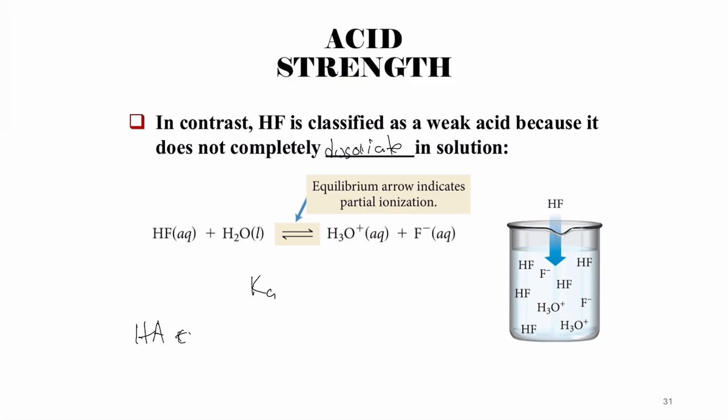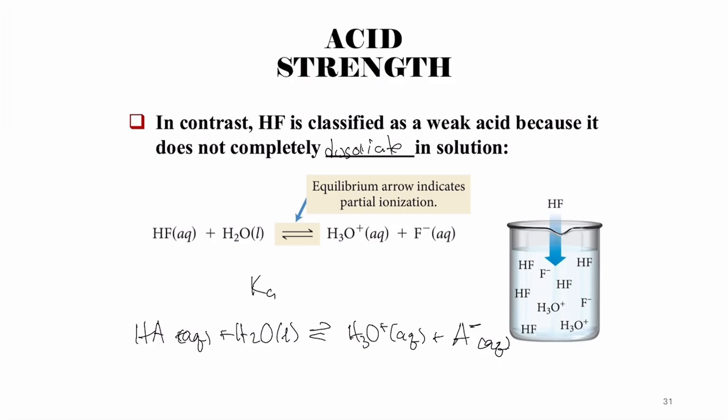HA aqueous plus H2O liquid is going to be H3O plus aqueous plus A minus aqueous. HA is going to be our generic acid, which means A minus is going to be, what would we call that? The conjugate base, right? This is going to be our conjugate base.